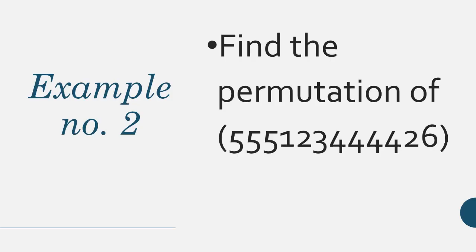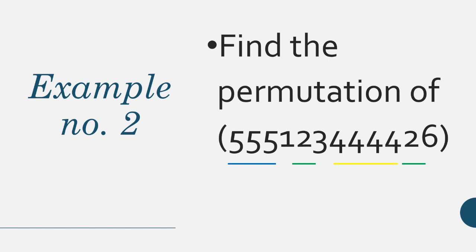Magaling mo pala dyan ah. Hindi ko alam ah. Example number 2. Find the permutation of this set of numbers 555, 123, 4444, 26. Now let's identify the numbers na naulit o magkakamuka. So meron tayo ditong tatlong 5, meron din tayo ditong dalawang 2, at meron din tayong apat na 4.